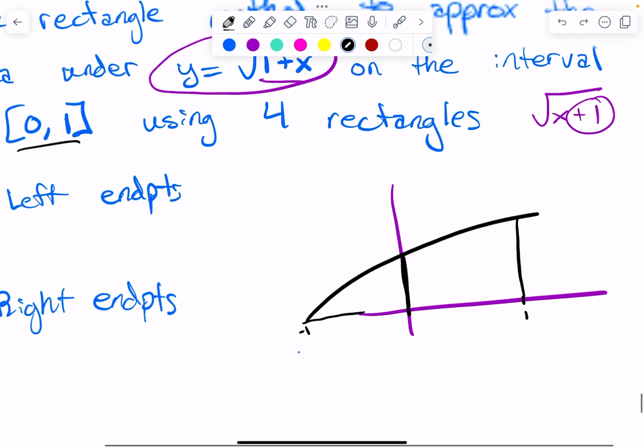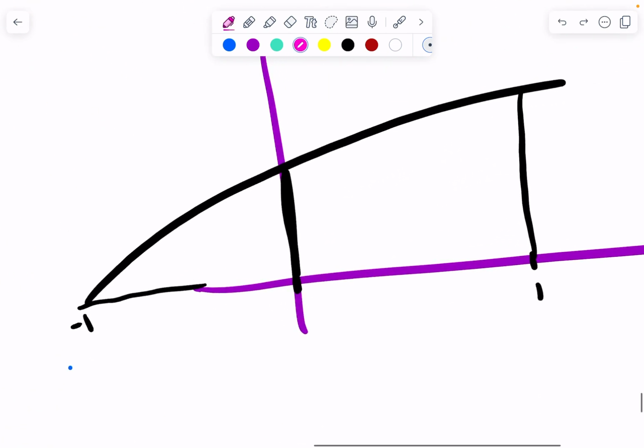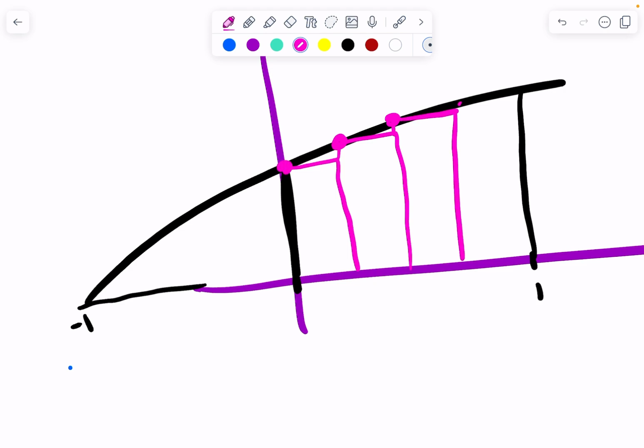In order to do that, I'm going to put 4 rectangles in there, and I'm going to start with the left endpoints. So left endpoint, left endpoint, left endpoint, and these are all touching there, and then left endpoint. Each tower is slightly taller than the other one. This is going to be an underestimate because this is not filled in, there are little chunks. All we need to do is find the base of each one, the height of each one, and then add them all together.